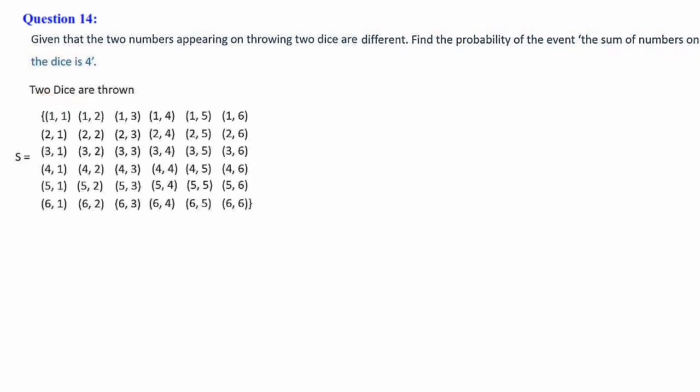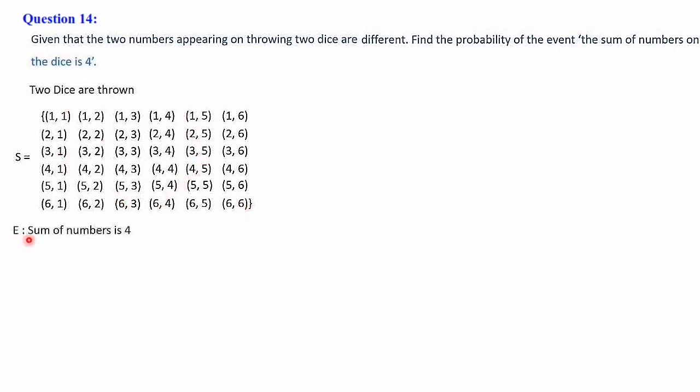When two dice are thrown, the sample space looks like this: 1 1, 1 2, 1 3, 1 4, 1 5, 1 6. Means the first die shows 1 and the second shows 1. First one shows 1, second one shows 2, and it goes up to 6. There are 36 elements.